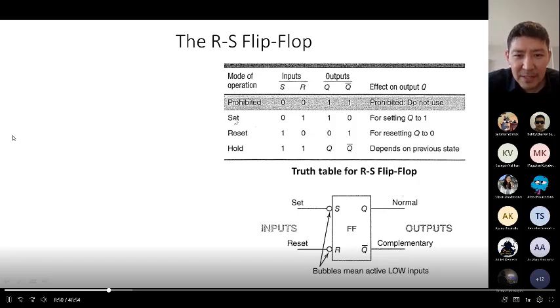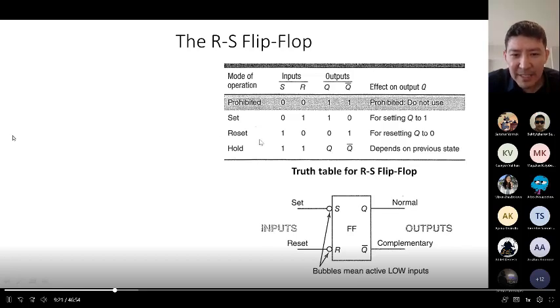Next, set. When you apply 0 to the pin S and 1 to the reset, you can see that the normal output Q will be 1 and not Q will be 0. So actually we can say that we are setting Q to 1. We send 1 to the normal output.